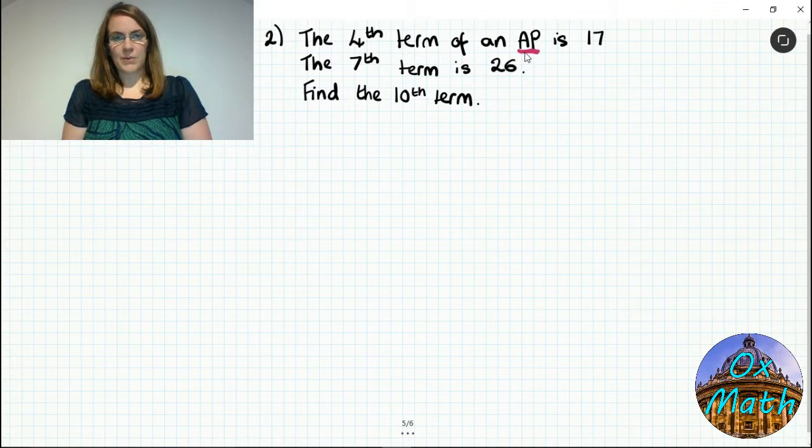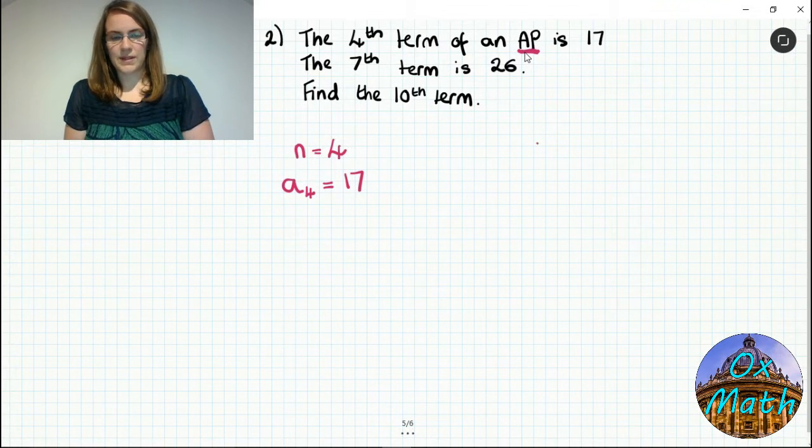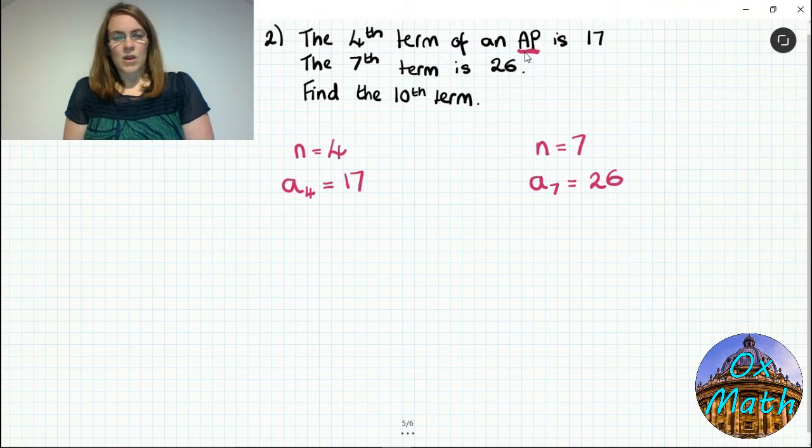So if we think about what this means, the fourth term is 17. So the fourth term, remember, means that n equals 4. And this time we are told the value of the term, so we know that a4 is equal to 17. And we are also told that our seventh term, so when n is 7, is equal to 26. So a7, the value of the seventh term, is 26. How do these two bits of information help us?